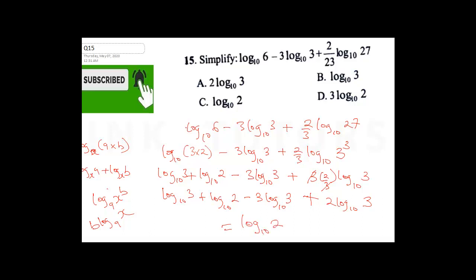An easier way to do this is to call log 10 3 a. So you say a minus 3a plus 2a. a plus 2a will give you 3a, minus 3a. So that means it will give you 0. So our final answer just remains log 10 2. So the correct answer is C.